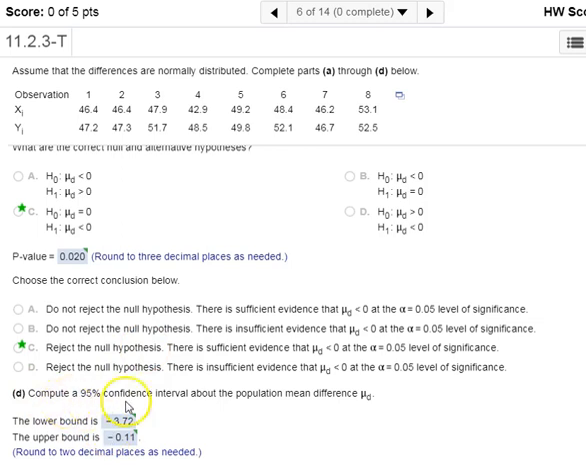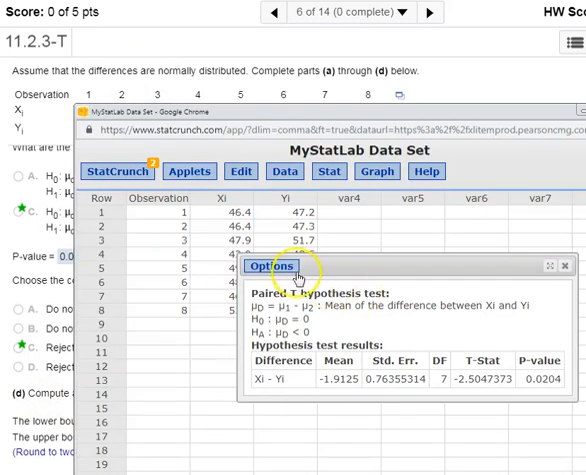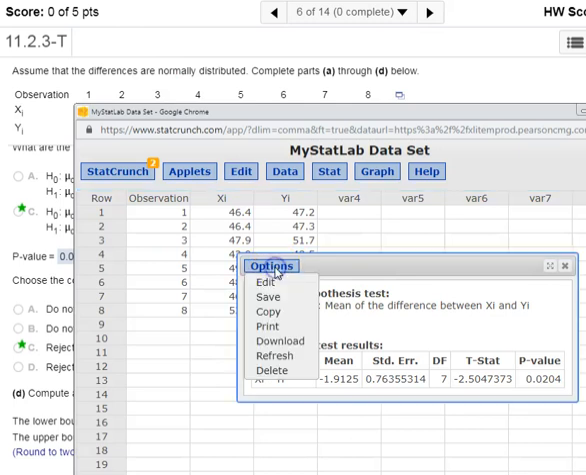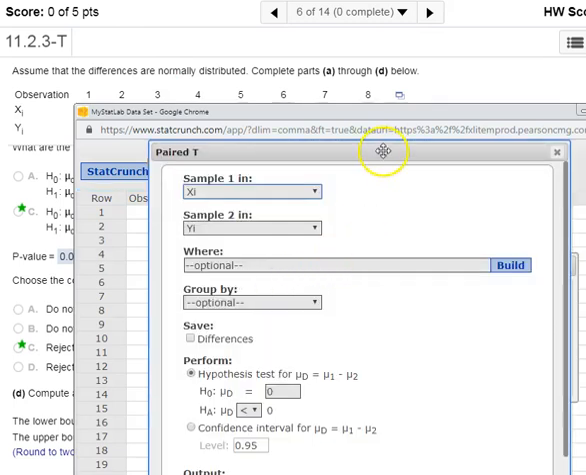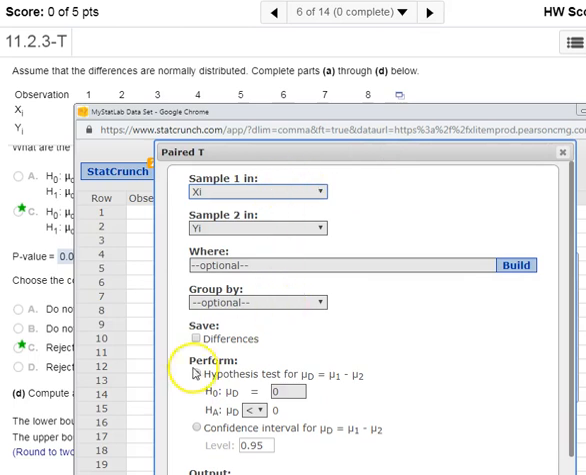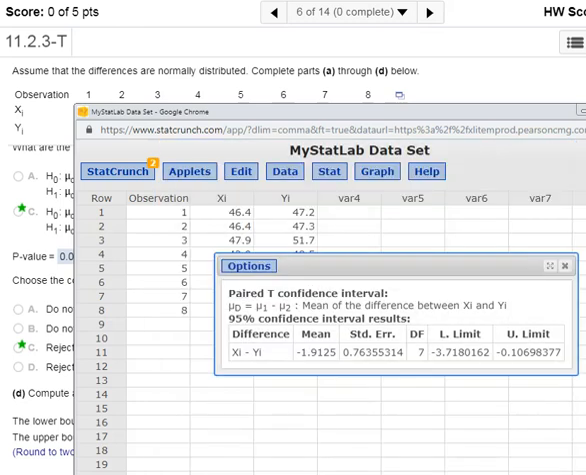Now we can compute a confidence interval with that same data. So going back into StatCrunch, I can actually just go to the same place you went, and this time instead of clicking on hypothesis test, change it to confidence interval. I use a 95% confidence interval, I hit compute, and you get the lower limit and upper limit of your confidence interval.